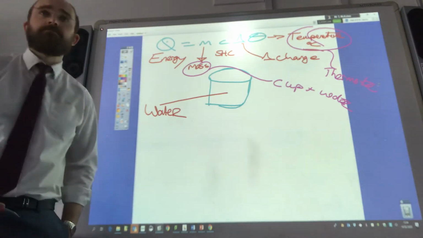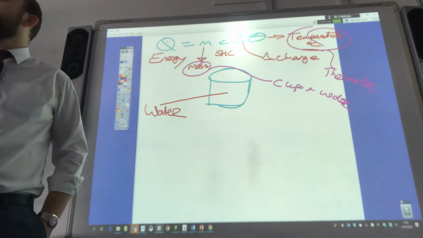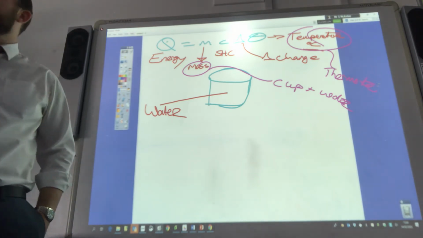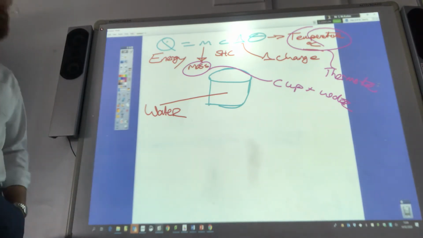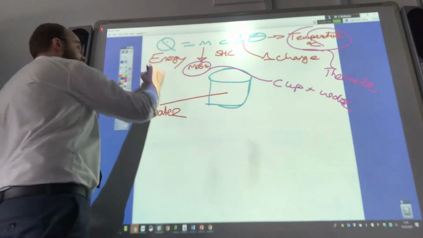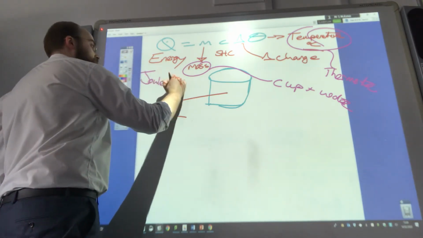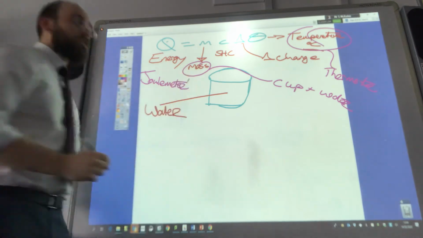Anything else that I can measure? How much energy? What would I use to measure how much energy? Joule meter. Okay, fantastic. Joule meters I don't have. I don't have joule meters here at Winterford Holtby Academy.